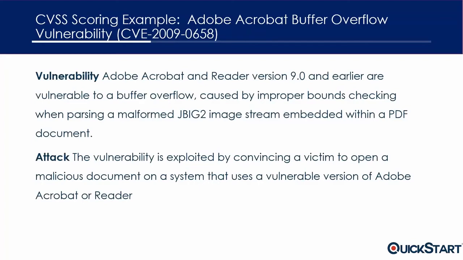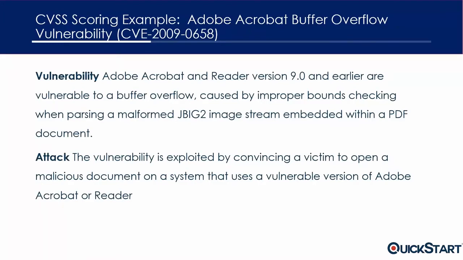So the base vulnerability was that Adobe Acrobat and Reader version 9.0 and earlier are vulnerable to buffer overflow caused by improper bounds checking when parsing a malformed JPEG-2 image stream embedded within a PDF document. The attack is that the vulnerability can be exploited by convincing a victim to open a malicious document on a system that uses a vulnerable version of Adobe Acrobat or Adobe Reader. So send them a PDF with this malformed JPEG-2 image. Now I have set the conditions for the buffer overflow. Okay, that's essentially all that means.